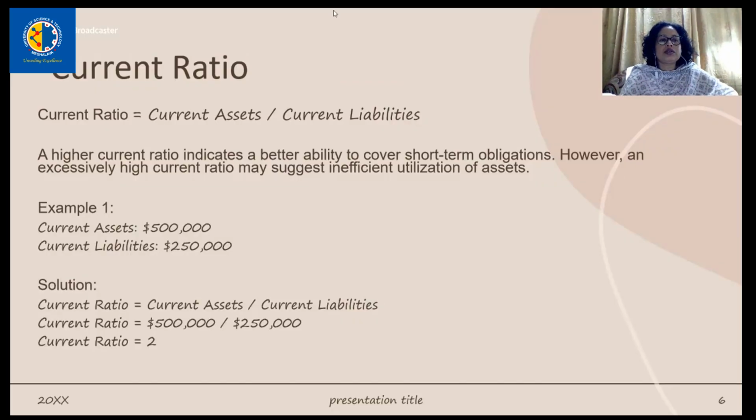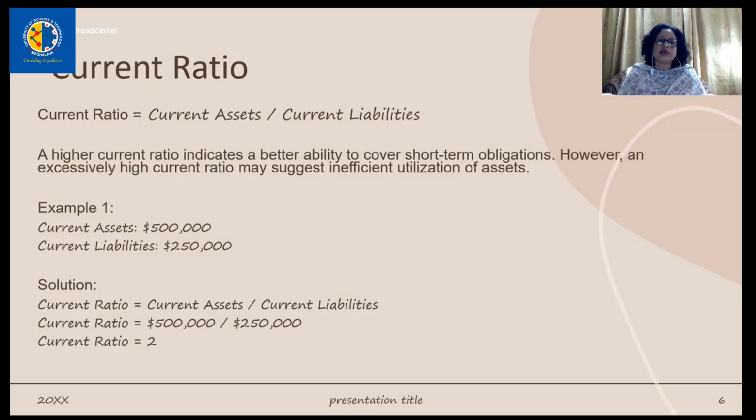Now you see, we have to find out the current ratio, which is current assets by current liabilities. A higher current ratio indicates a better ability to cover short-term obligations. However, an excessively high current ratio may suggest inefficient utilization of the assets. So, your ideal current ratio is 2:1. That means your current assets should be 2 while your current liabilities should be 1. Meaning your assets should be twice your liabilities. So that is the ideal current ratio.